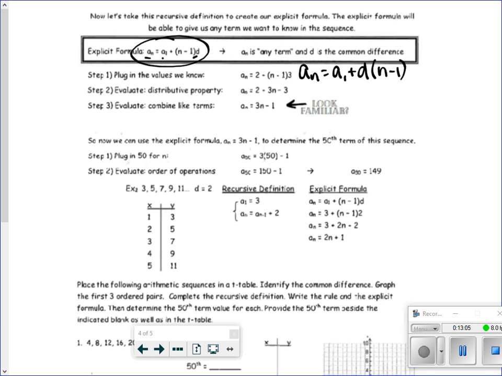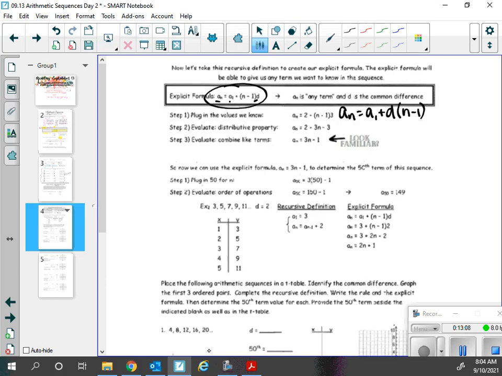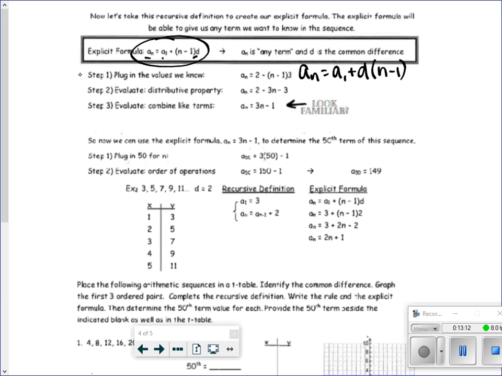So things to notice about this. The things that are still important are the exact same things that were important when we talked about the recursive rule. We have to have our first term, and we have to have our common difference. Those are still our critical bits of information when it comes to a sequence. So here's our sequence, if we look at the problem down below.